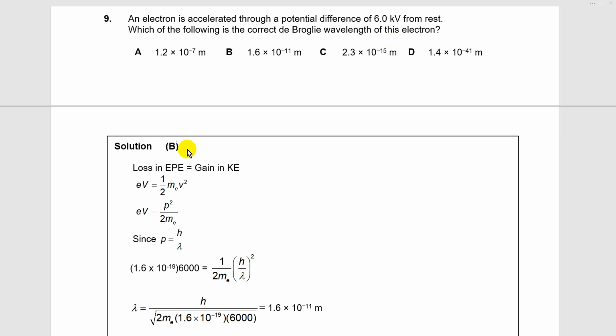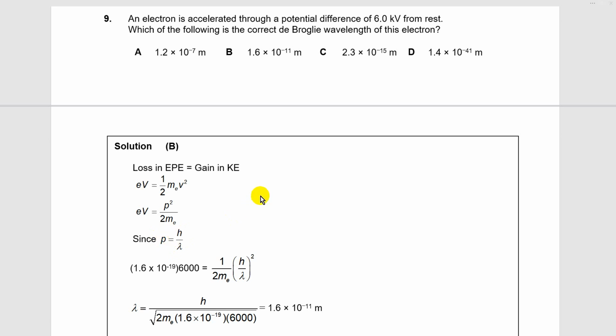How do we get the answer B? First of all, the de Broglie wavelength of the electron can be found using the de Broglie formula. The momentum of the electron is related to the wavelength. So if you want to find the wavelength, you just take h over momentum. That will give you the wavelength. So in order to calculate the wavelength of the electron, you need to calculate the momentum of the electron. How do we calculate the momentum of the electron?